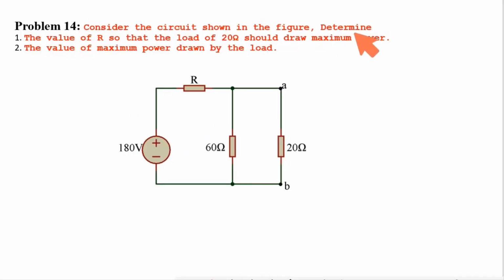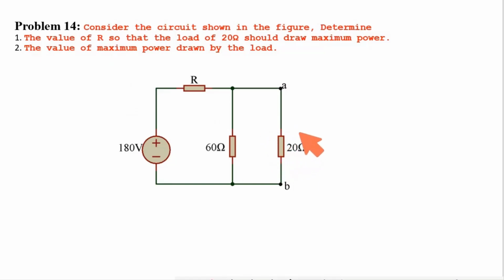Problem 14. Determine the value of R, so that the load of 20 ohm should draw maximum power. This is the load. So I need to find the value of this R so that maximum power will be transferred to this 20 ohm load resistance. Next part: the value of maximum power drawn by the load. I need to calculate the maximum power at load.